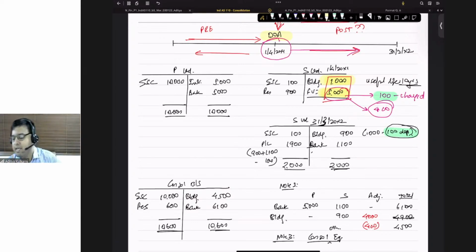Sir, even if we are consolidating after many years, then also do we have to take the fair value as on the date of acquisition? Isn't it misleading? Okay. Good one.